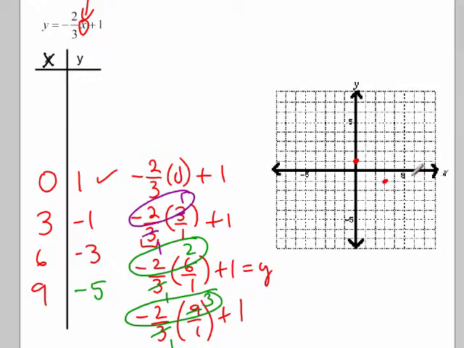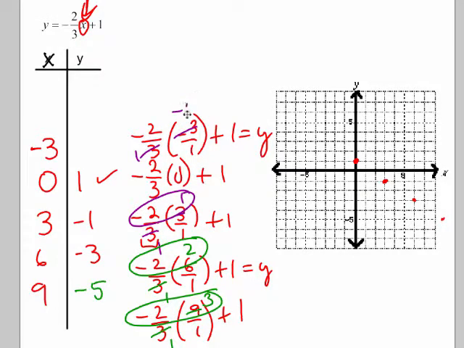Okay, and I can plot those last 2 points that I found. 6's there, and the 9's a little off the grid. It's going to be right there. You can see my points are lining up, so this is looking like it's linear. Let's just find a few more values for our table. Let's do a negative 3 x value. So we substitute it in. Negative 2/3 times negative 3, which is negative 3 over 1, plus 1 will give us our y value. Cross reduce. Negative 2 times negative 1 is 2, plus 1 is 3. So we can plot that point. And again, it's lining up. So we can definitely tell that our relation is linear from the graph.